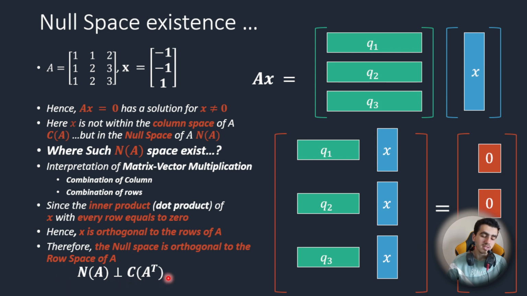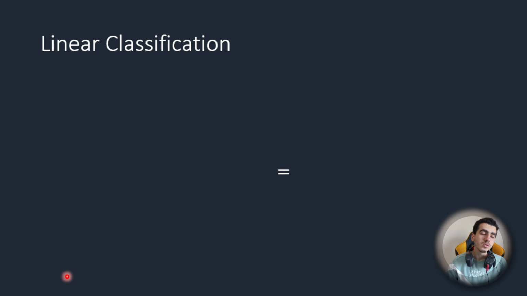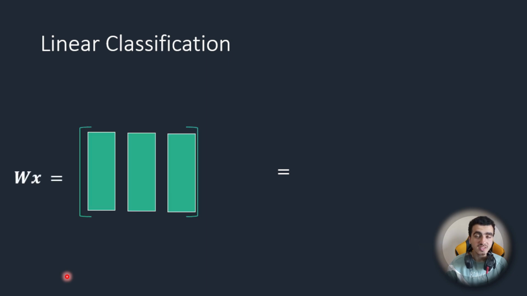Okay, so this is where the null space exists. It is orthogonal to the row space of the matrix. Okay, so now let's get back to the deep learning or machine learning part and start describing what regression or linear classification is basically composed of.